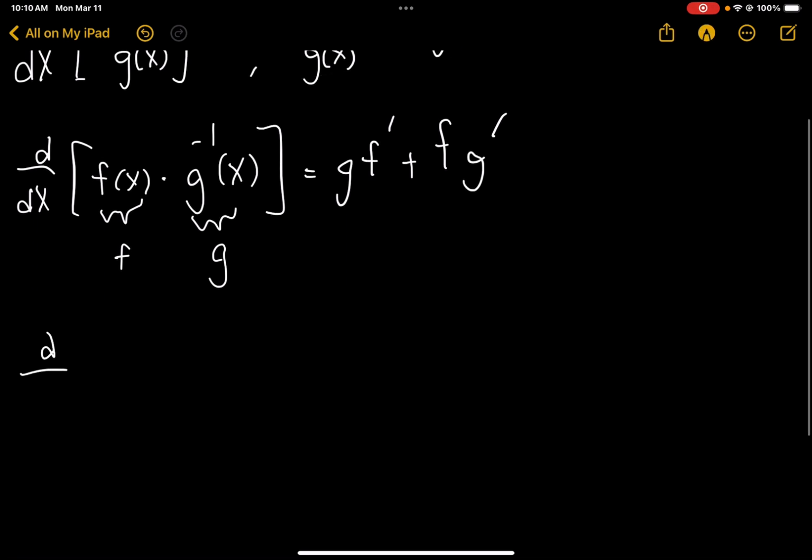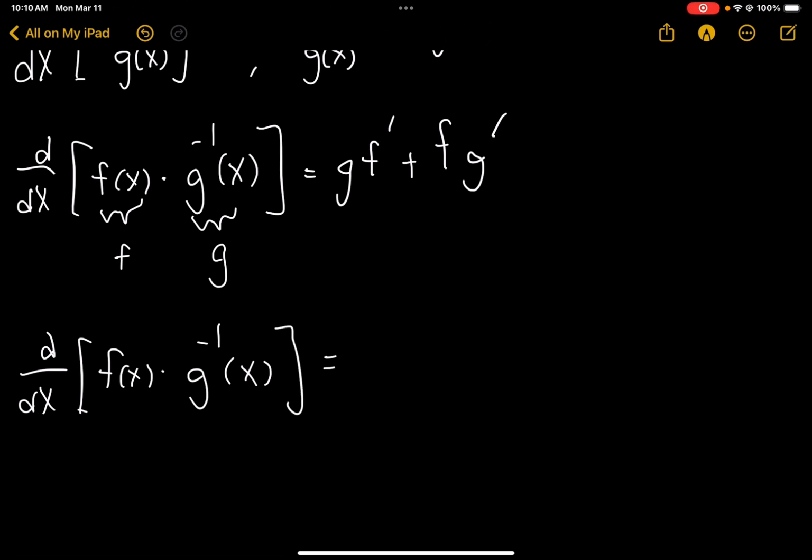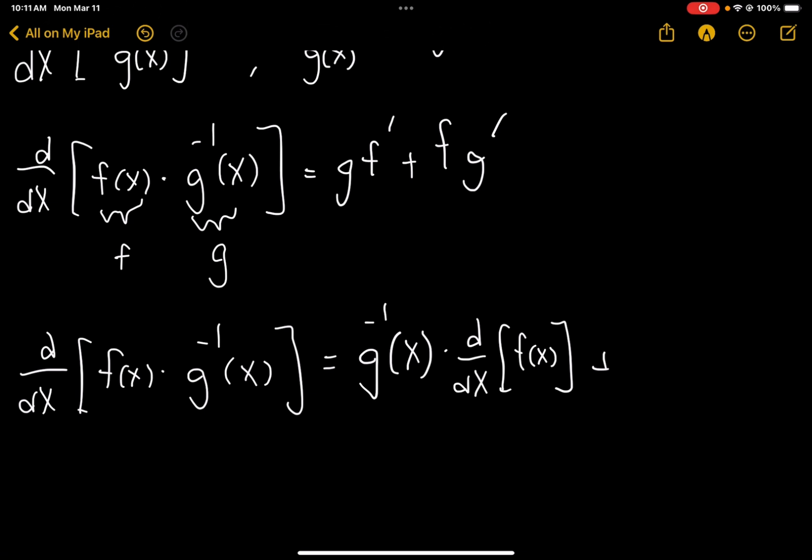So the derivative of f of x times g to the negative 1 power is g, which is g to the negative 1, f prime, which is the derivative of f of x, and then plus f, which is f of x, times g prime, which is the derivative of g of x to the negative 1 power.